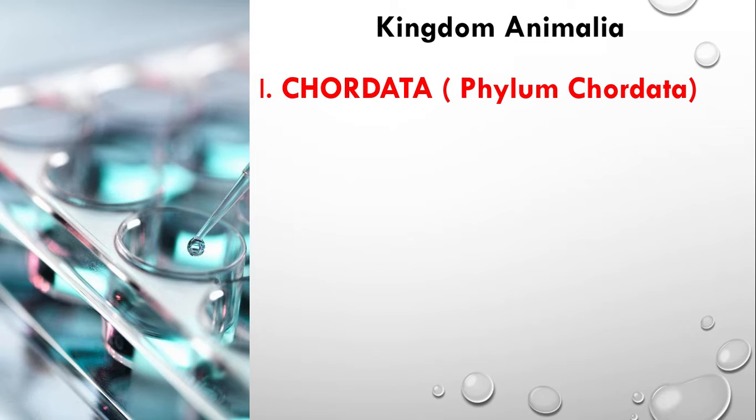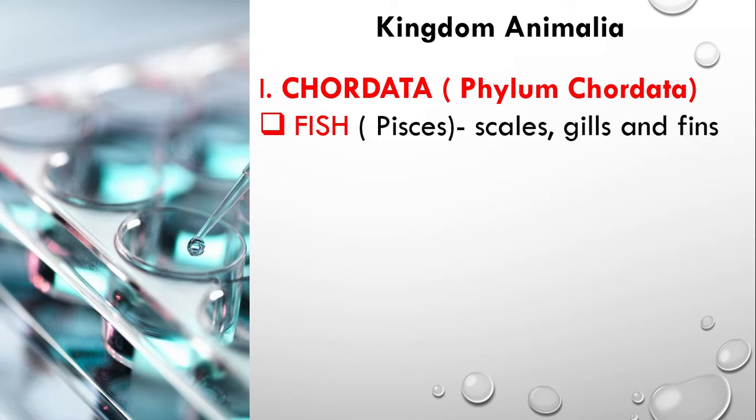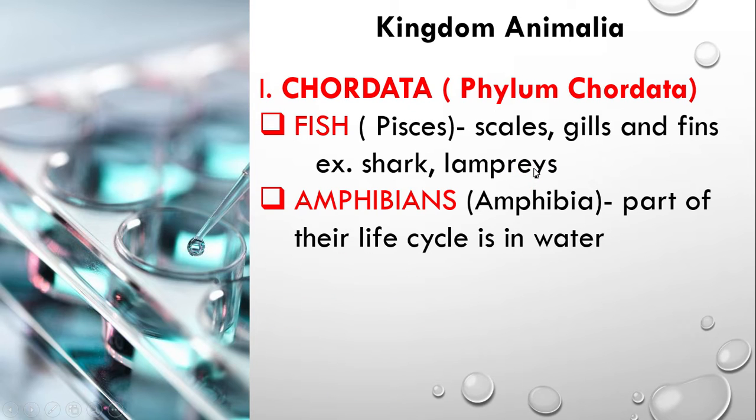Okay, and then we have the phylum Chordata. Okay, so chordates are vertebrates, animals that have backbone. So under Chordata we have fish, no. One of the characteristics of fish is they have scales, gills, and fins. Okay, example is shark and lampreys. We also have under Chordata the amphibians, no. So amphibians, part of their life cycle is in water, and then later on in their adult life cycle they are on land.